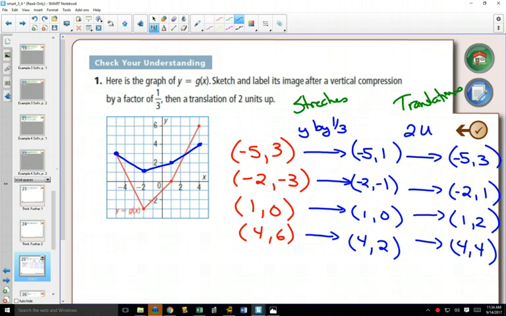If we wanted to write the equation of that graph, how do we show the vertical compression by 1/3? That would be outside of the function, multiplied. How do we show 2 up? That would be outside of the function, plus 2.